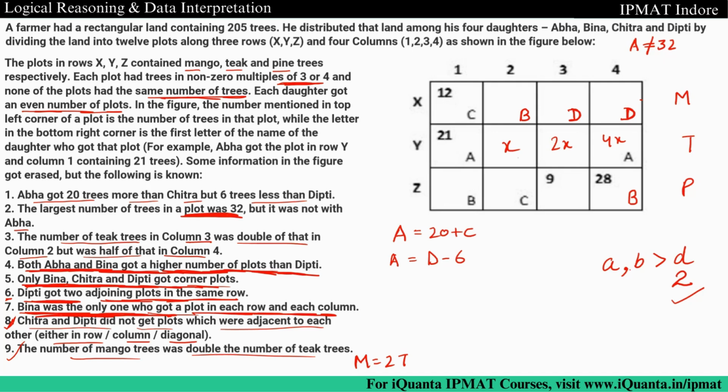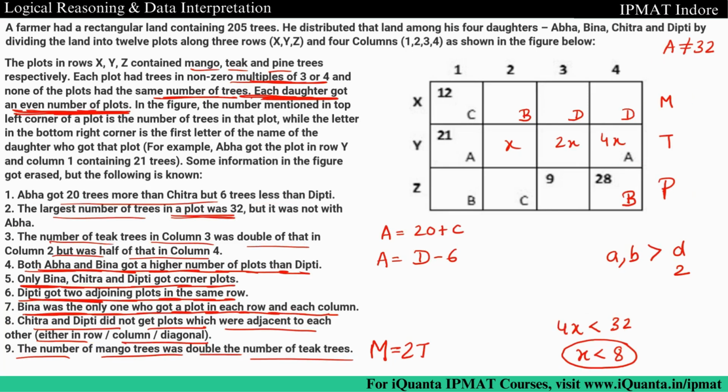So what we'll do is we'll try to check another clue. See, in one of the clues, the second one, we were given that the largest number of trees in a plot was 32, but it was not with A, Abha, right? So Abha in one of the plots has 4x trees, right? So of course this 4x will be less than 32 because number of trees with Abha should be less than 32, right? Not equal to 32. So of course x will be less than 8. So for x we'll check which value is satisfying, okay?